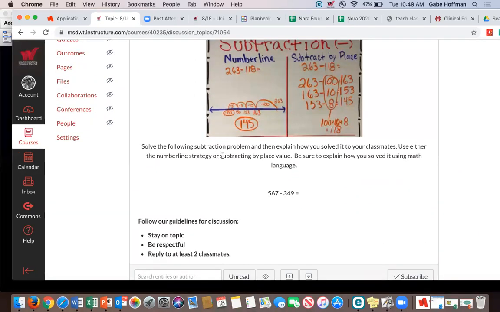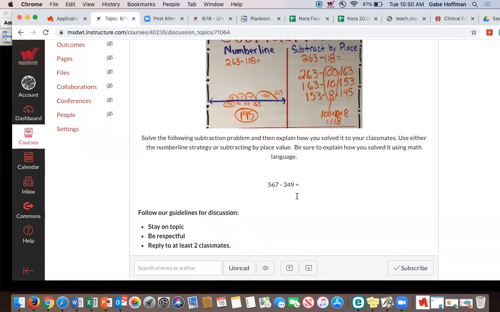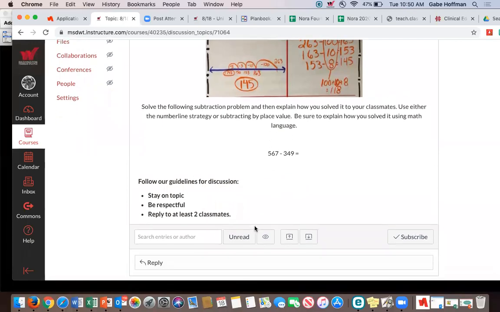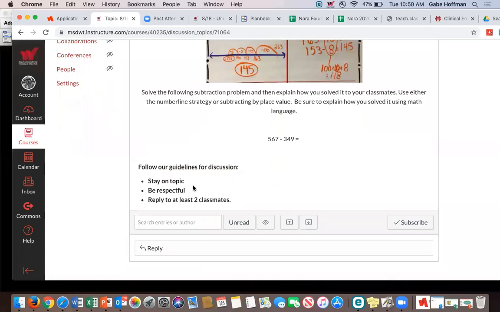It says solve the following subtraction problem, then explain how you solved it to your classmates. Use either the number line strategy or subtracting by place value. Be sure to explain how you solved it using math language. So there's your problem, 567 minus 349. And then it says follow our guidelines for discussion. Stay on topic, be respectful, and this is the one thing we've been forgetting. Reply to 2 of your classmates. All right, so after you've solved it and you've shared how to do it, respond to 2 classmates. Okay, that's your job.